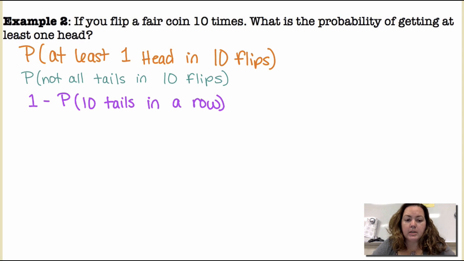So this is 1 minus the probability of getting none. Anytime they ask for at least one, it's 1 minus the probability of none. Well, if none of them were heads, it would mean I got 10 tails in a row.